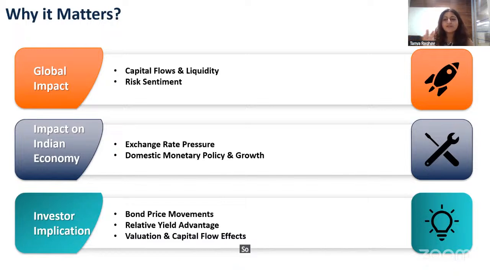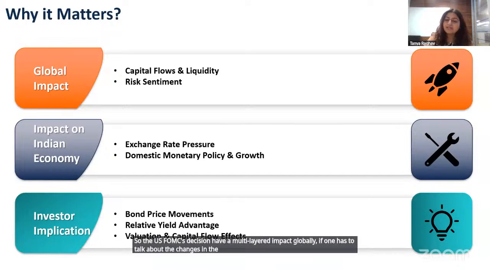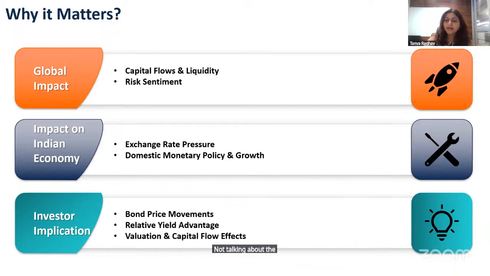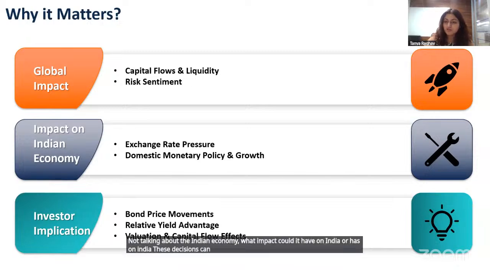The US FOMC's decision has a multi-layered impact. Globally, changes in the Fed's rate policy affect liquidity, investor risk appetite, and the allocation of capital of a lot of institutional investors. What impact could it have on India? These decisions can alter the rupee strength, have an impact on the currency rate, influence the RBI's MPC decision, and could also impact investors' risk appetite and allocation of capital of the domestic players.